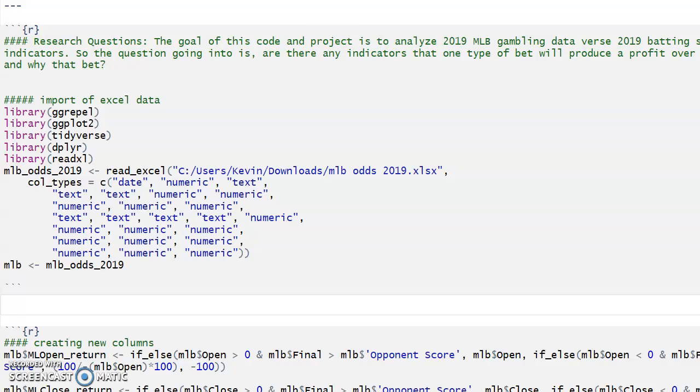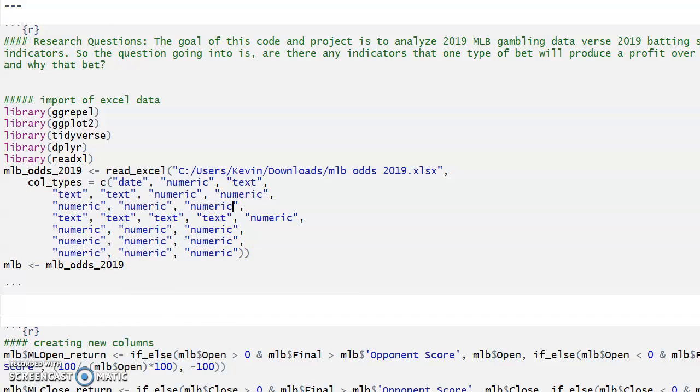The data set that I chose was 2019 gambling data and some 2019 batting data from Sports Reference. The purpose of this presentation and overall project is to find if there's any type of bet or other general betting trends that indicate that a certain type of bet is better to take over the course of a year, and what other correlations we can derive and try to refine and figure out an edge in the general market of betting. And so I imported this data set right here, and that is my odds.